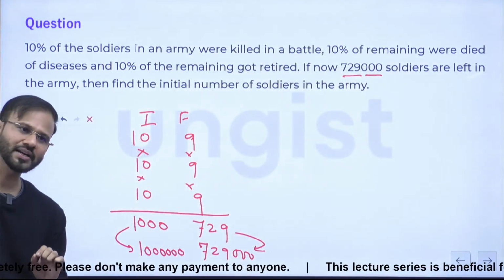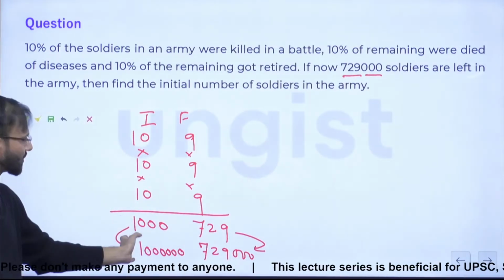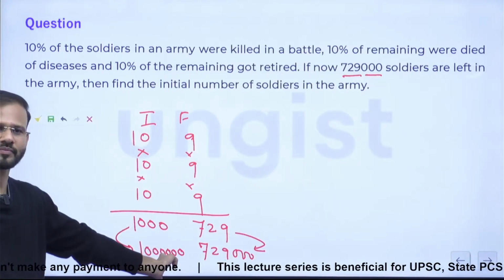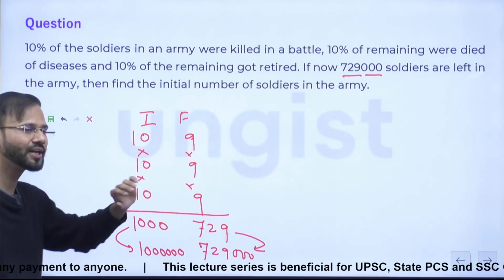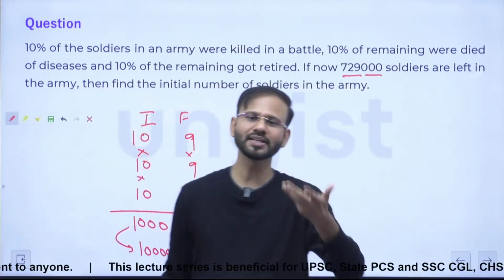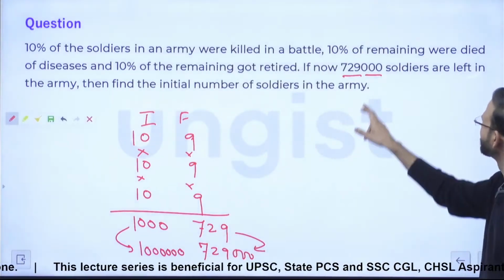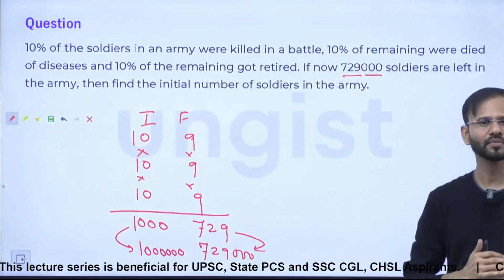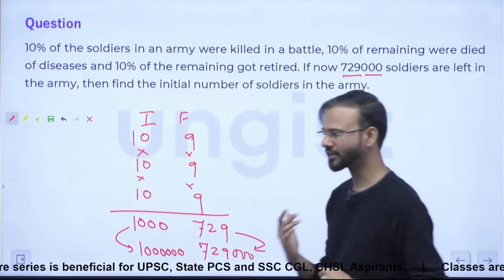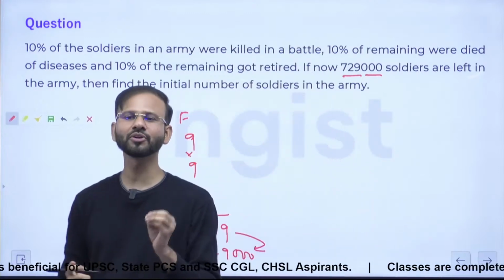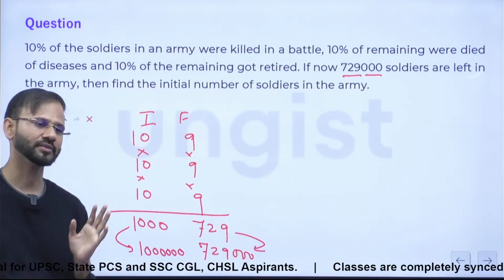Right? So these numbers are strategically very convenient for you, provided you should be able to understand, or you should be able to read between the lines. Right? Okay, here, this is the successive decrement of 10%, 10%, 10%, 3 times. Right?